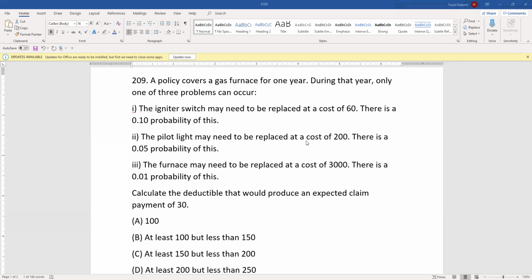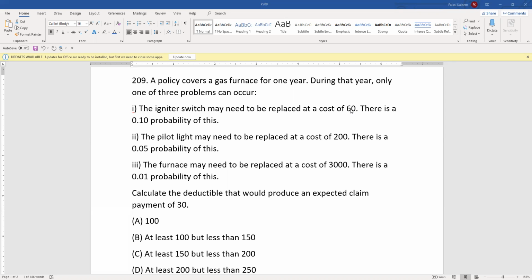So now we have to be careful about the deductible because it may seem that, if D is the deductible, then this one gives a claim payment of 60 minus D, this one 200 minus D, and this one 3,000 minus D, because the deductible is taken off the amount that is lost. However, also remember that the 60 minus D, 200 minus D and 3,000 minus D would only happen if the deductible does not exceed these amounts.